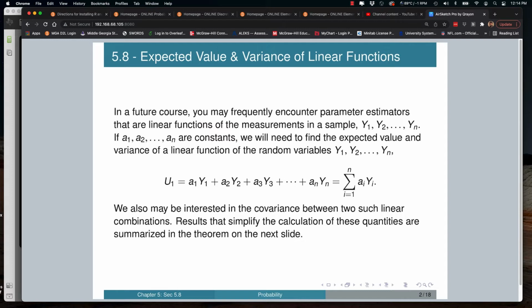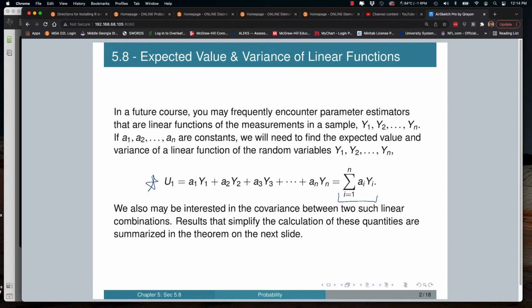So a general example of what I would call a linear function of random variables would be u sub 1, which equals the constant a sub 1 times the random variable y sub 1, plus the constant a sub 2 times the random variable y sub 2, and so on. So it's basically just the sum of however many random variables you have times a constant. And that may be one type of function. The functions can vary depending on what the setup is and what problem you're trying to solve.